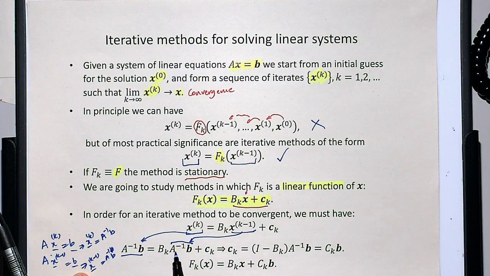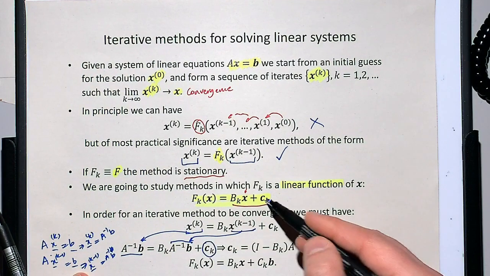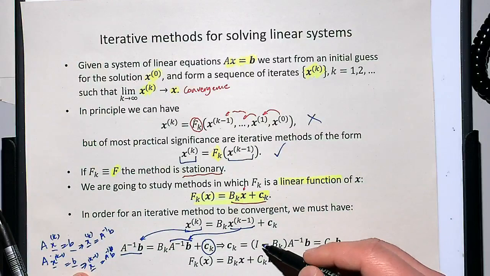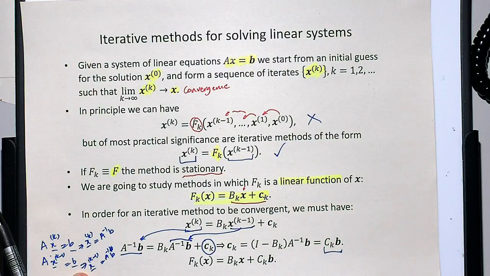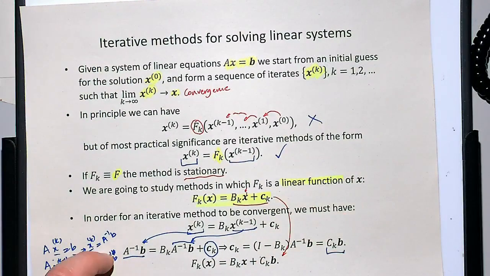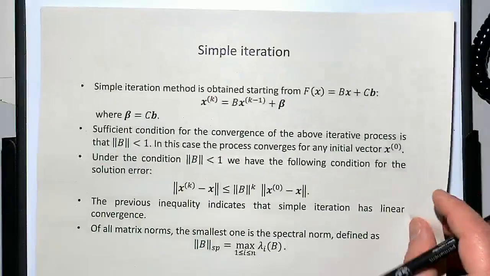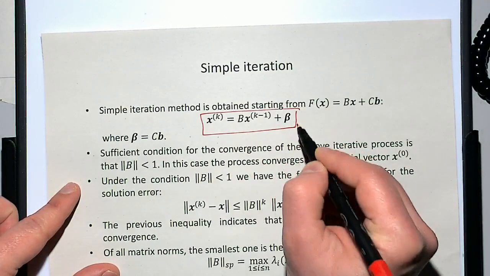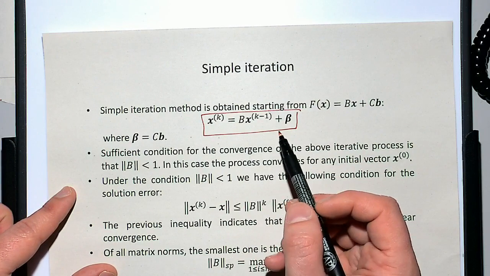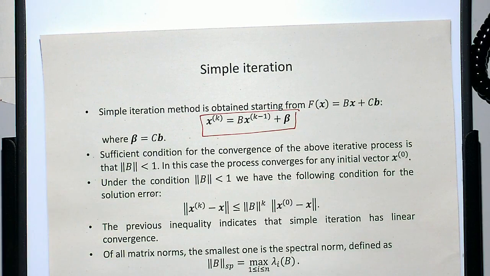So if we do so, we have matrix-matrix multiplication, which means that in the end this c_k, this constant, is going to be written as c_k b. So c_k is a matrix that we can find. This is the identity matrix minus B_k multiplied by A inverse. So with this, we can transform this definition to this. But what is the take-home message here? The take-home message is that we have this type of linear transformation: if we have the old solution, then we multiply it by some matrix B, and we add a vector beta to it, so we can update our solution. These are the types of methods that we are going to consider in this course.